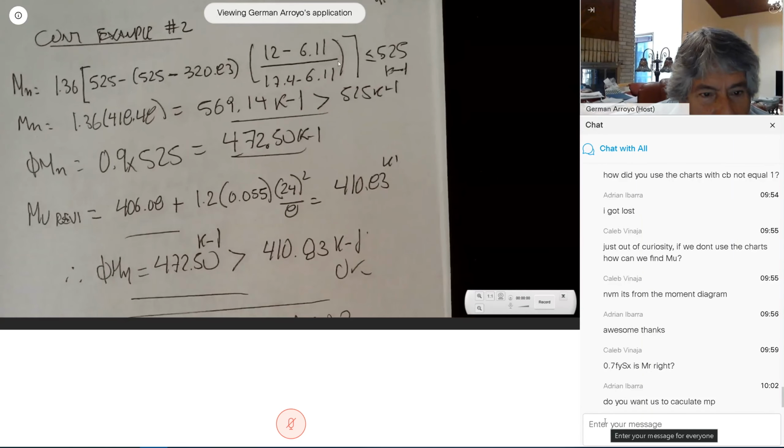We have eyeball 430. So I want you to try to figure out why. So 0.9 times 525, because this is larger than M sub P, and nothing can be larger than M sub P. So phi M sub P controls: 472.50.